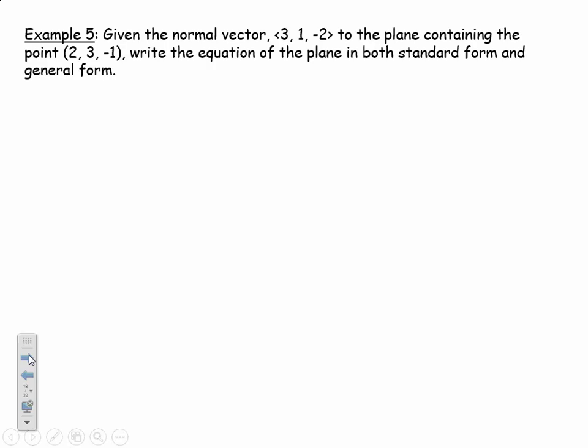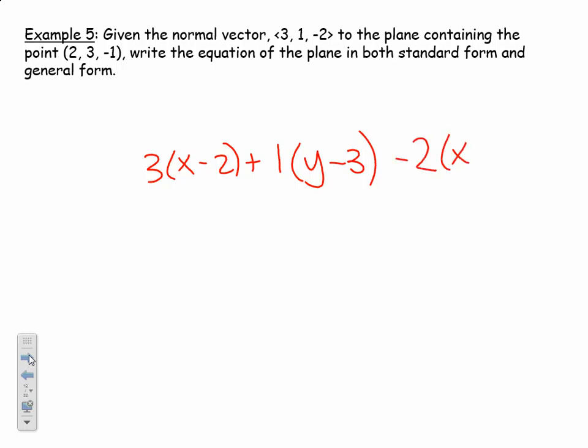Okay, so we have the normal vector 3, 1, negative 2, containing the point 2, 3, negative 1. Write an equation to describe the plane in standard form and general form. So standard form, we are simply going to say 3 times (x minus 2) plus 1 times (y minus 3), wouldn't necessarily need the 1, minus 2 times (z minus negative 1) equals 0.